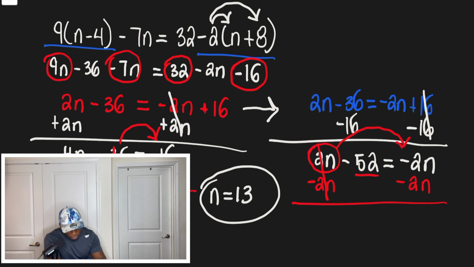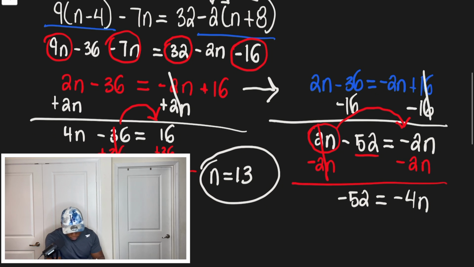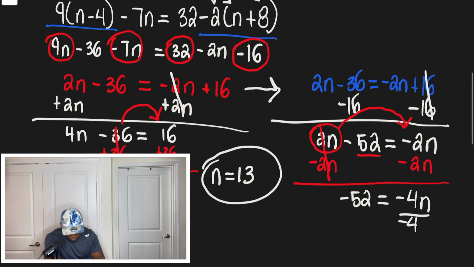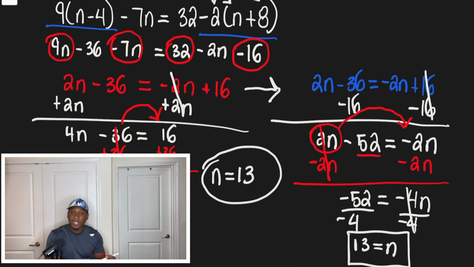So guys, please understand right here, we have negative 52 is equal to negative 4n. And once we divide by negative 4, negative 52 divided by negative 4, negative divided by negative, that'll give us 13 as our answer. So guys, this is what makes this so hard. It's the fact that we could solve it in more than one way.